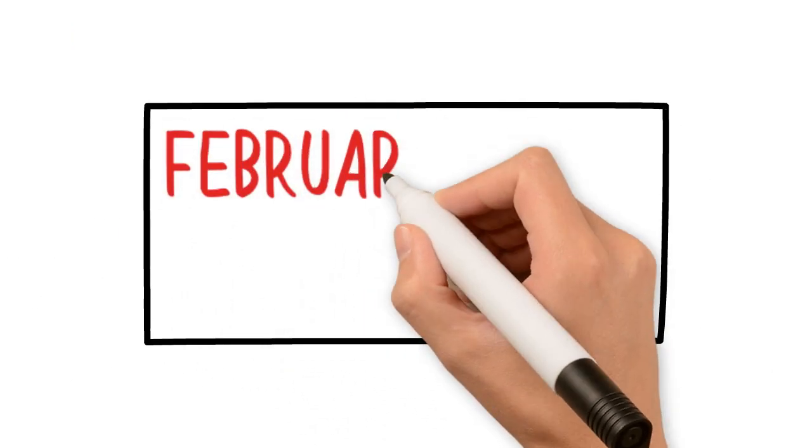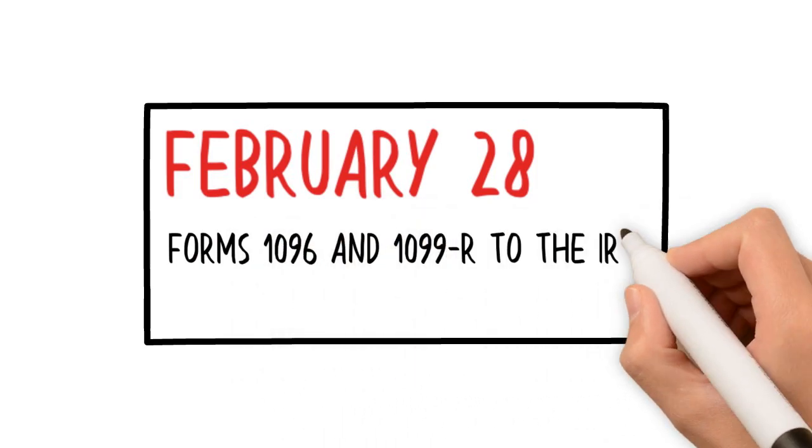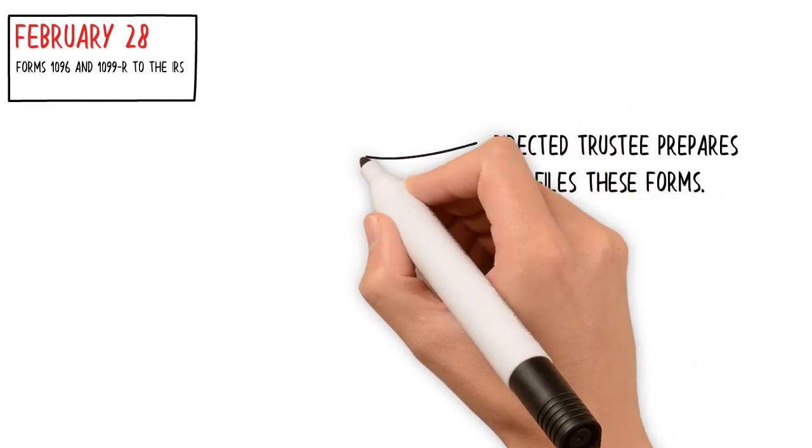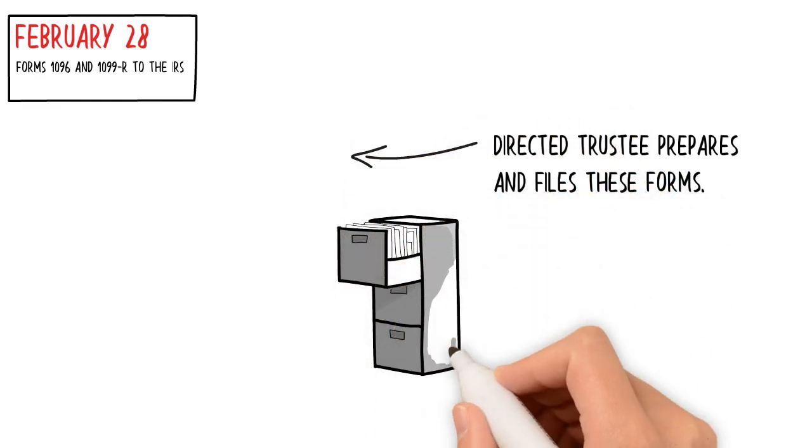February 28th. Forms 1096 and 1099-R to the IRS. The custodian-directed trustee of the plan generally prepares and files these forms.